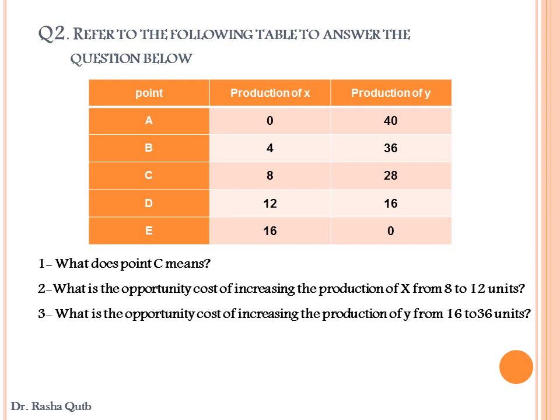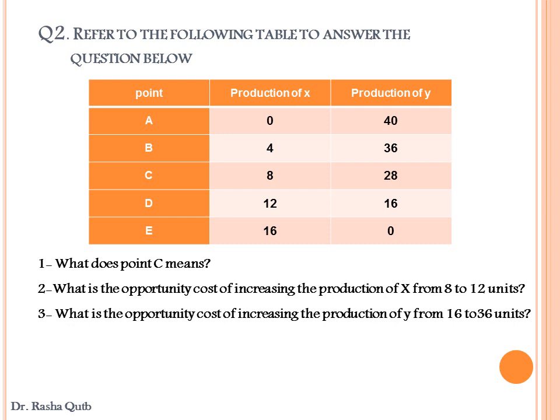Point C is a point on the production possibility curve where 8 units of X are produced and 28 units of Y are produced when all resources are fully employed. Again, point C is a point on the production possibility curve where the society or the economy can produce 8 units of X and 28 units of Y where all resources are fully employed or fully used.